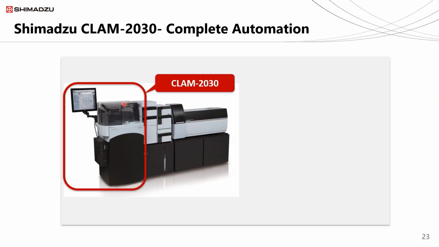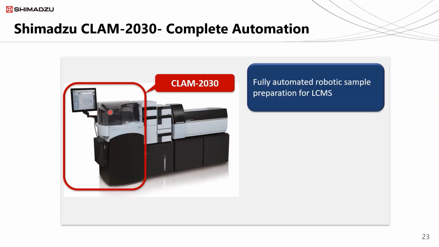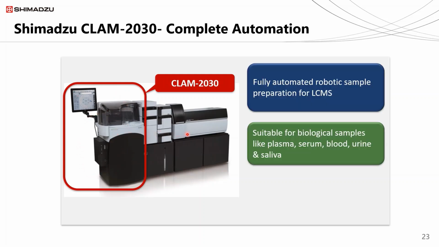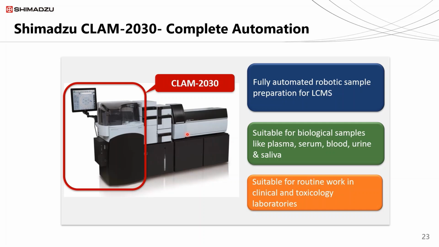The module on the left hand side is a CLAM 2030. Remaining part is like a conventional LCMS system. CLAM 2030, which connects robotically to LC autosampler. User has to load the samples in the CLAM module. The CLAM integrates entire workflow from sample preparation to data acquisition and data processing as well as reporting.